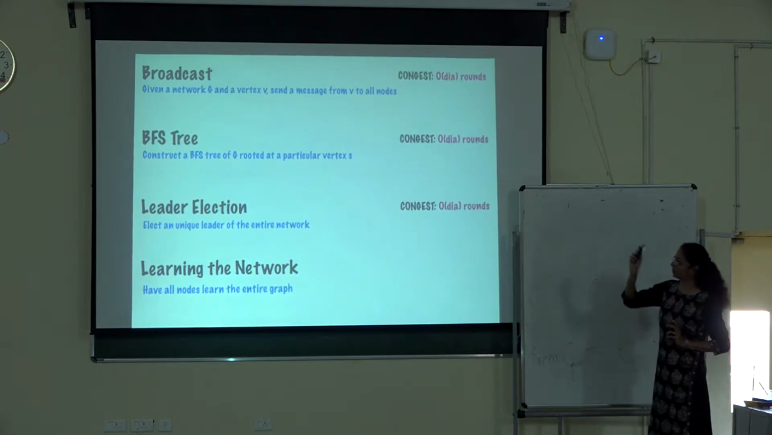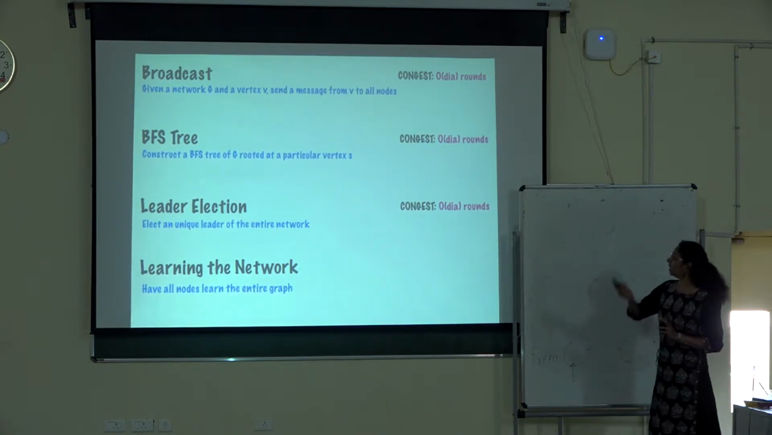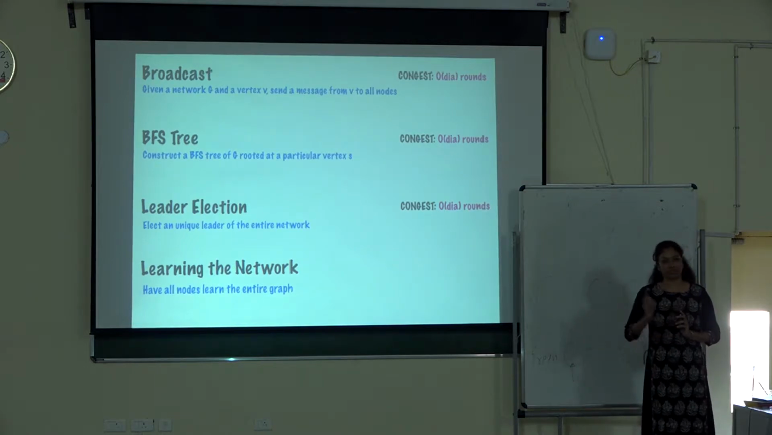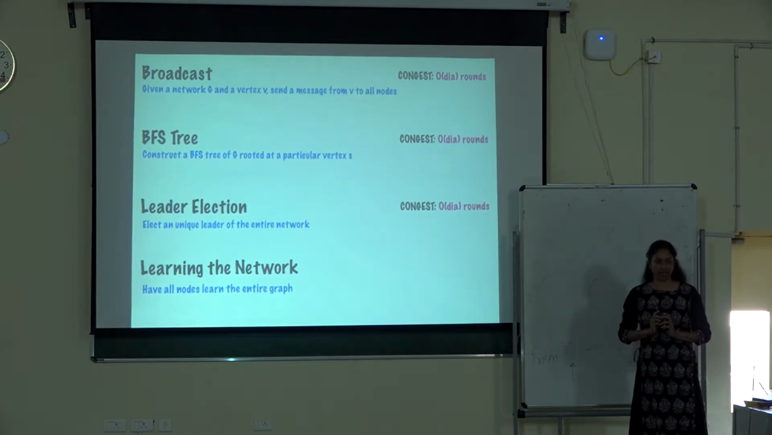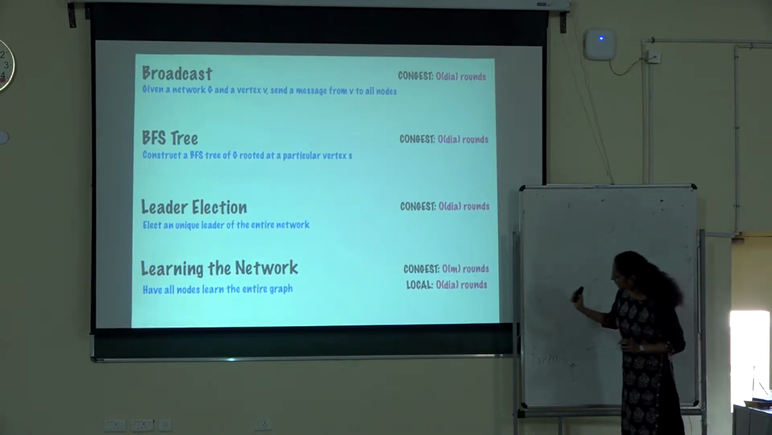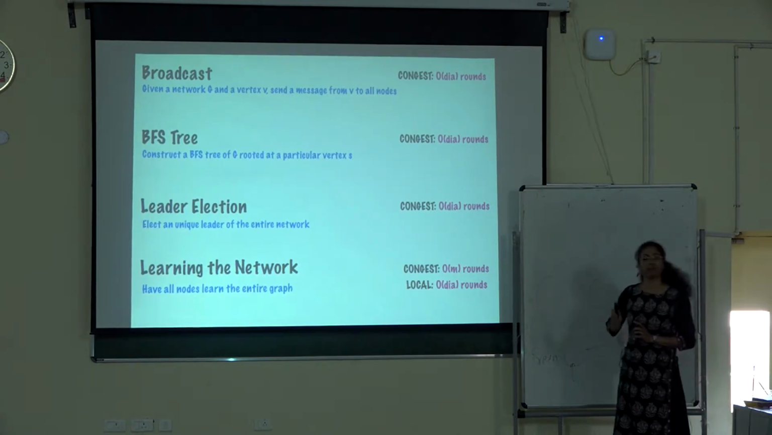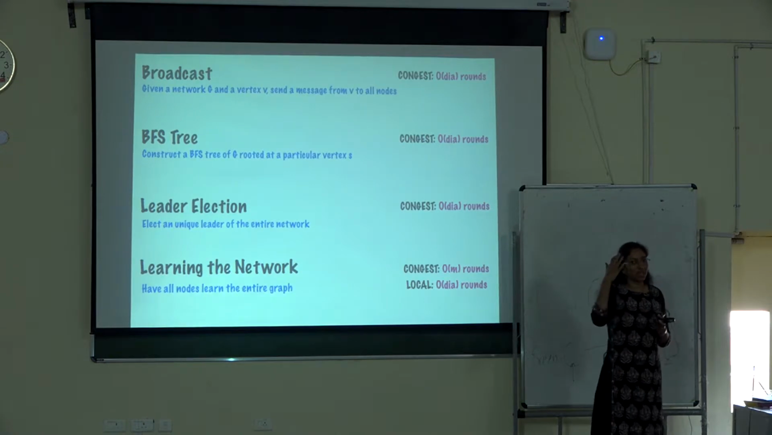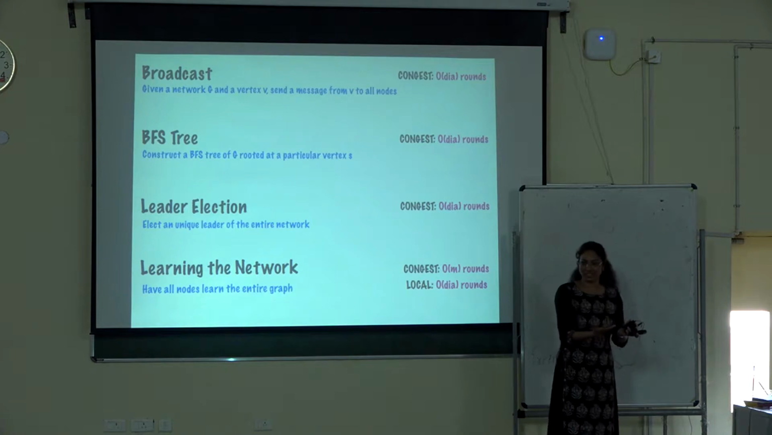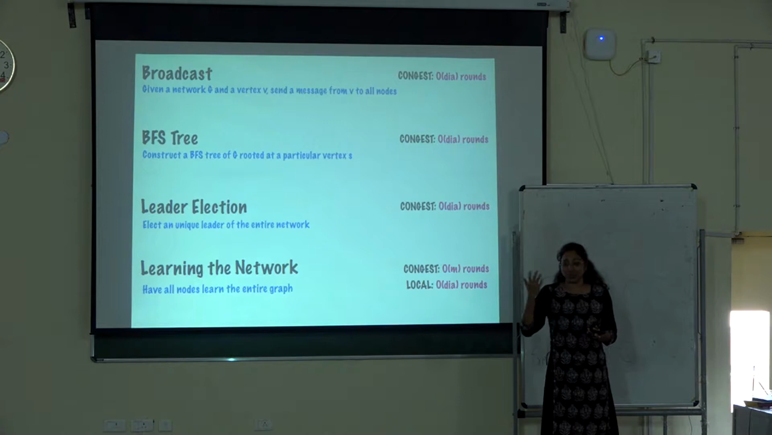What are the complexities? The first three problems in the CONGEST model, that is where you have a constraint on the message size, you can solve these problems in order diameter rounds. Diameter is the diameter of the underlying network. Okay. For the learning the network problem, in the LOCAL model you can achieve diameter rounds, but in CONGEST you require n rounds. Intuitively, you need to send the edge information. If you want to know the whole graph, you need to know its edges. And you're constrained in the CONGEST model that you can't send too much information in one round per neighbor.